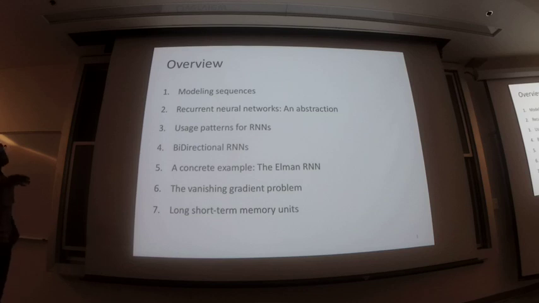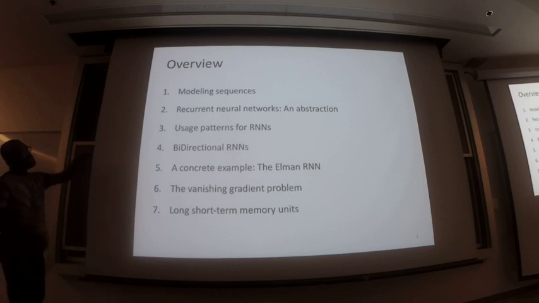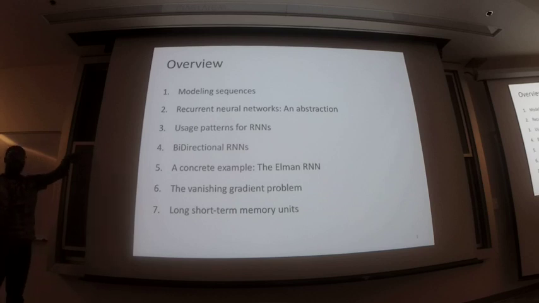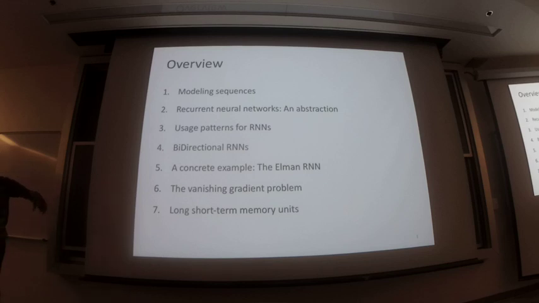for today and then on Thursday, this is going to be the overview of our lecture. The only two things that we are not going to tackle are 3 and 4, that's the usage pattern for RNNs and the bidirectional RNN. We don't have ample time. So we are only going to look at 1, 2, and then 5, 6, and 7.